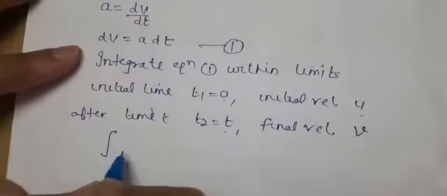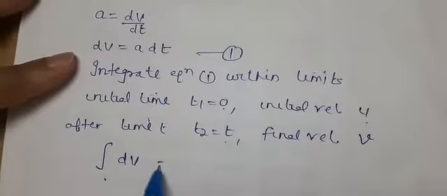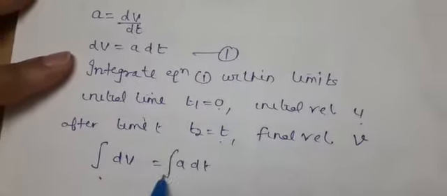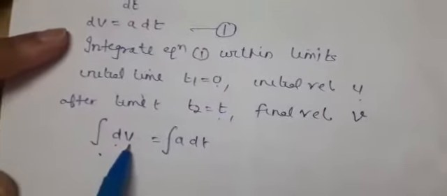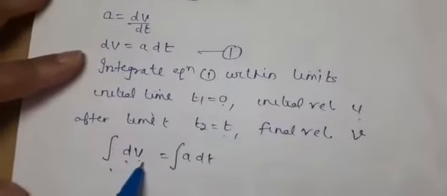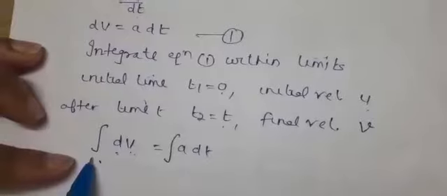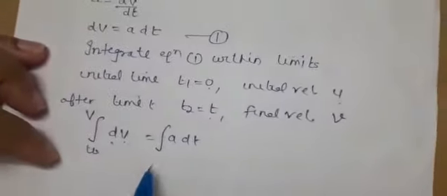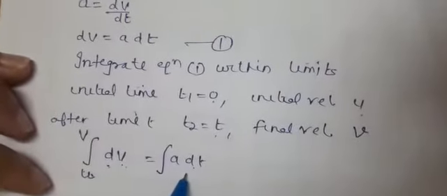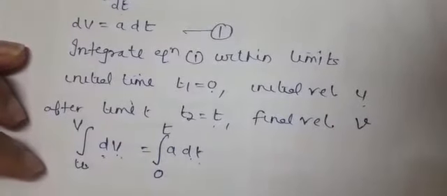Now integrate equation 1 within the limits. Integration is with respect to v, that means with respect to velocity. So on the left side, you will substitute the limits of integration of velocity, that is u to v. Similarly here the integration is done with respect to time. So initial time is 0 and final time is t.